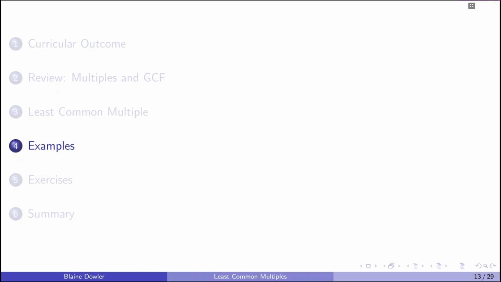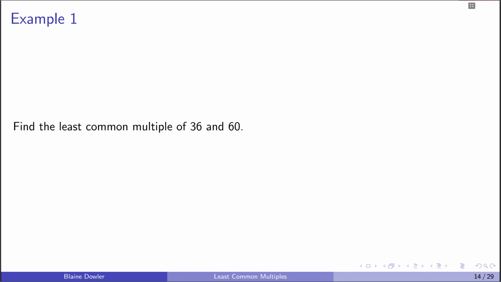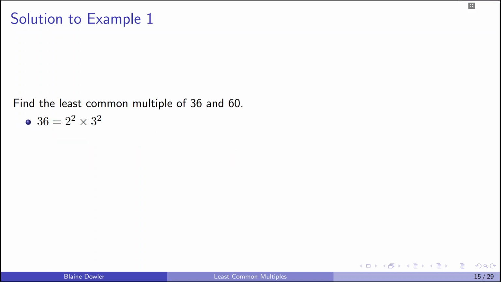So, doing examples. To find the least common multiple of 36 and 60, we have a few approaches. If we do prime factorizations, 36 is 2 squared times 3 squared. 60 is 2 squared times 3 times 5. Least common multiple is the highest exponent of each, so that'll be 2 squared times 3 squared times 5. And that's 180.